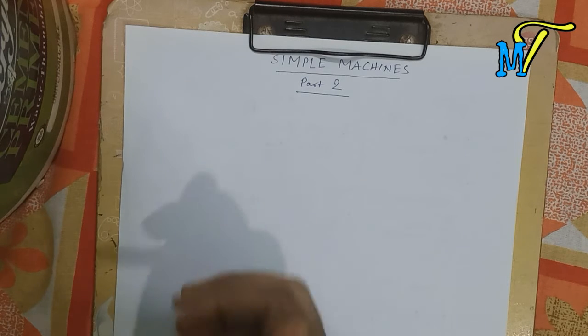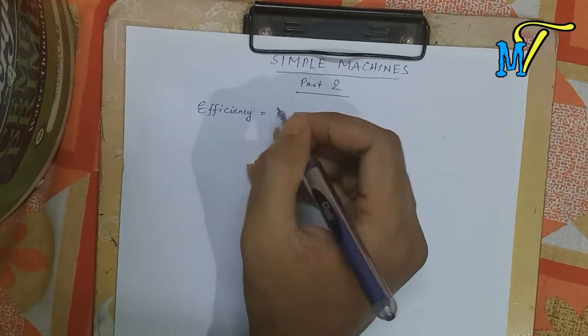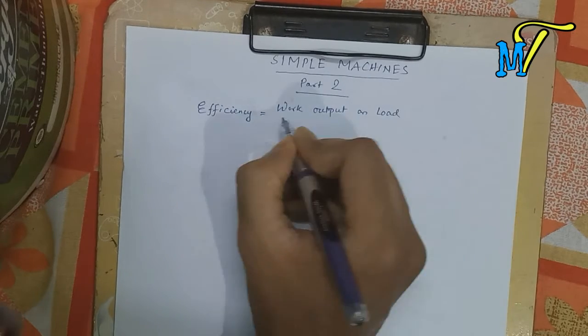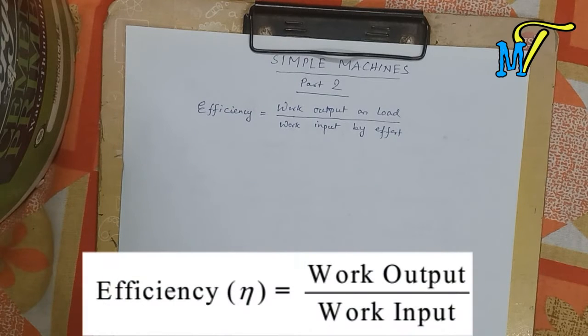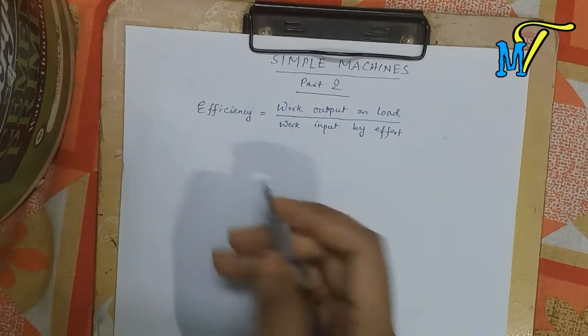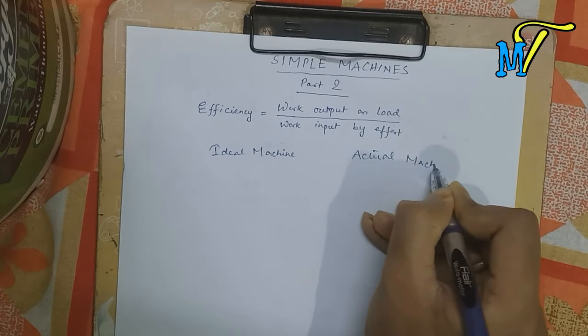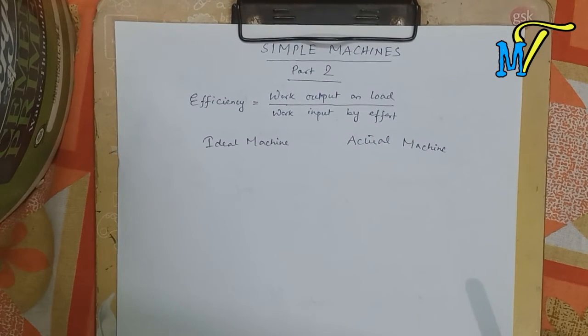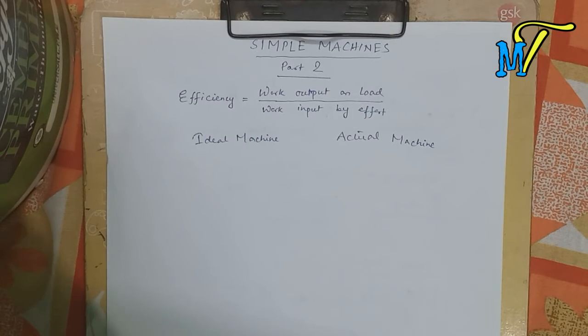So in the previous video, I mentioned what the efficiency of a machine is. Efficiency is work output on load by work input by effort. Depending on that efficiency, we can classify machines as ideal machines and actual machines. Now, what is an ideal machine?